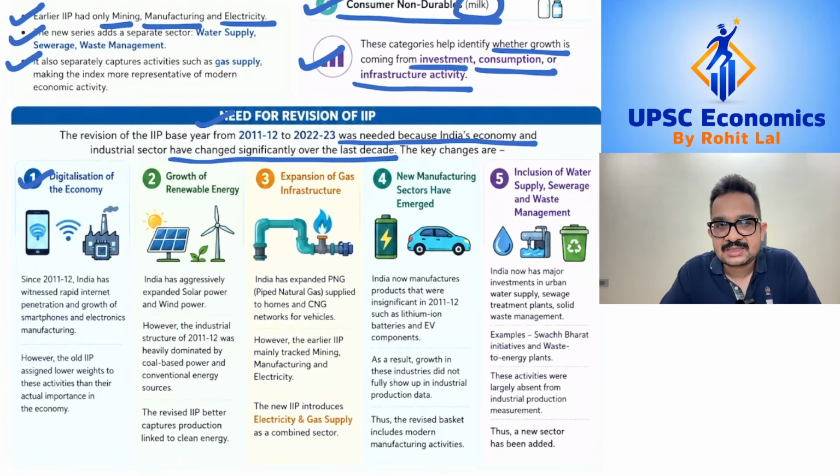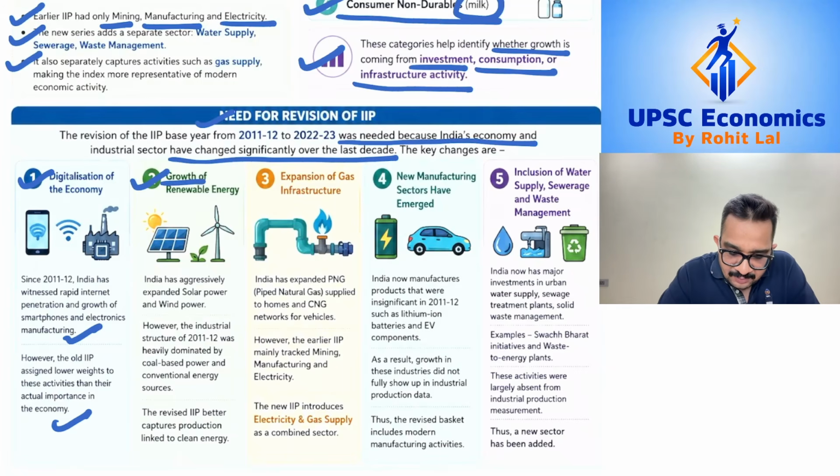Some of these changes are, for example, the growing digitalization of the Indian economy. With the growth of internet, there has been a rapid growth of usage of smartphones as well as the consequent electronic manufacturing. However, the old IIP, which had the base year of 2011-12, assigned a lower weightage to these activities. So once the IIP is revised, these items are going to have a suitable weight as per their current importance in the economy.